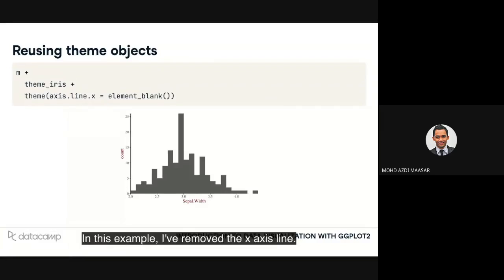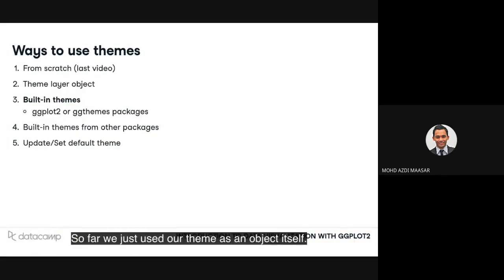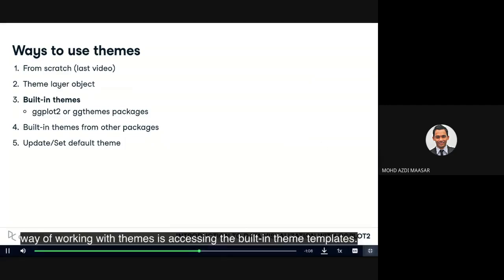In this example, I've removed the x-axis line. So far, we just used our theme as an object itself. This is a pretty flexible way of working with a theme. But a third way of working with themes is accessing the built-in themes template.